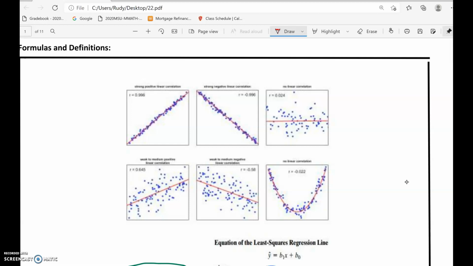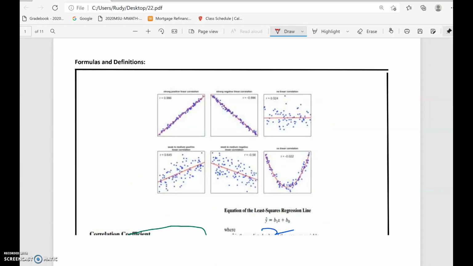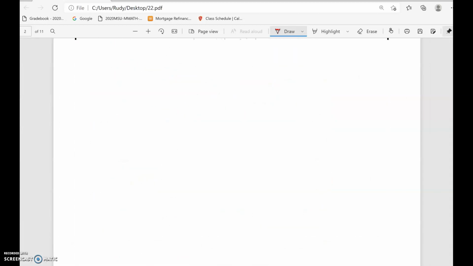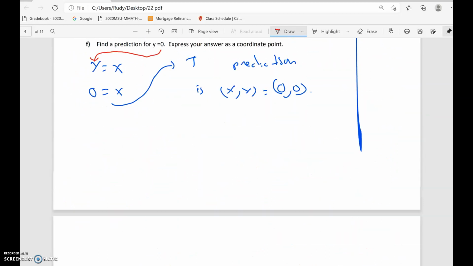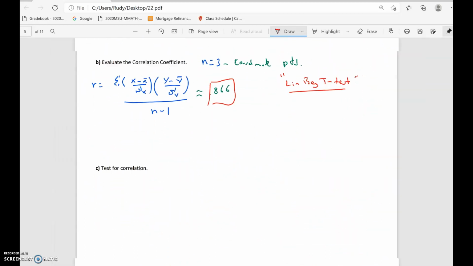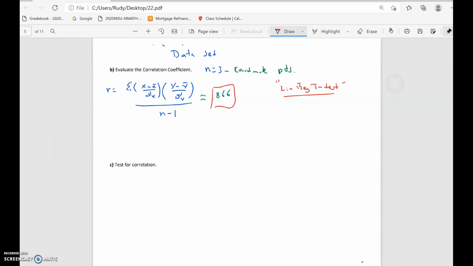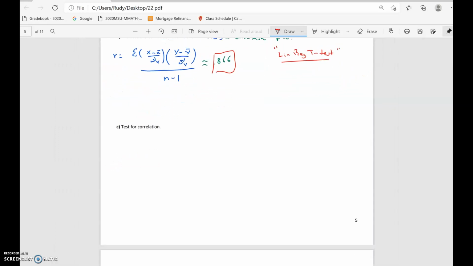And any value near 1, it's going to represent a line going in this direction, -1 going in this direction. Near 0, there's really no pattern. And then from there, well, anywhere in between, you could also end up with a pattern that is not a line. Okay, so let's go back to where we were at. And in this case, our value was 0.866.